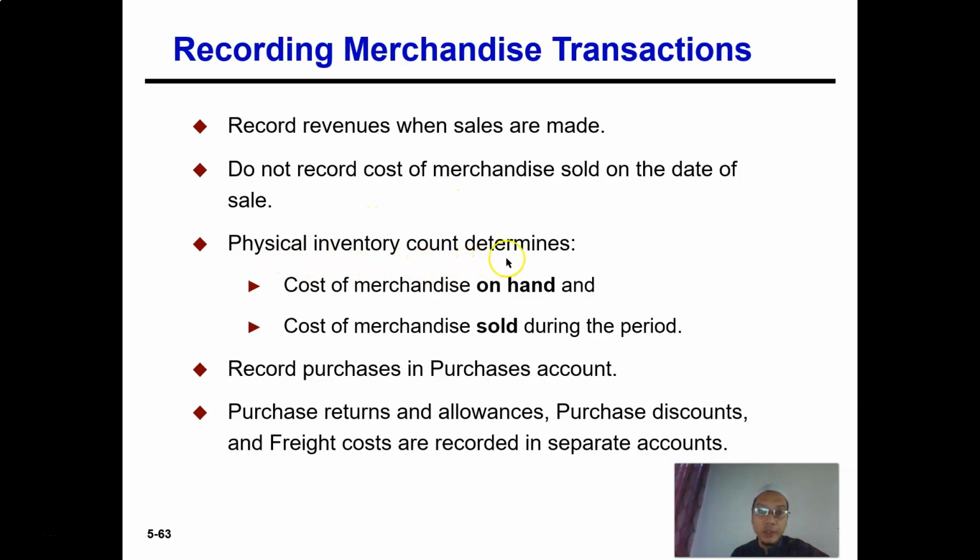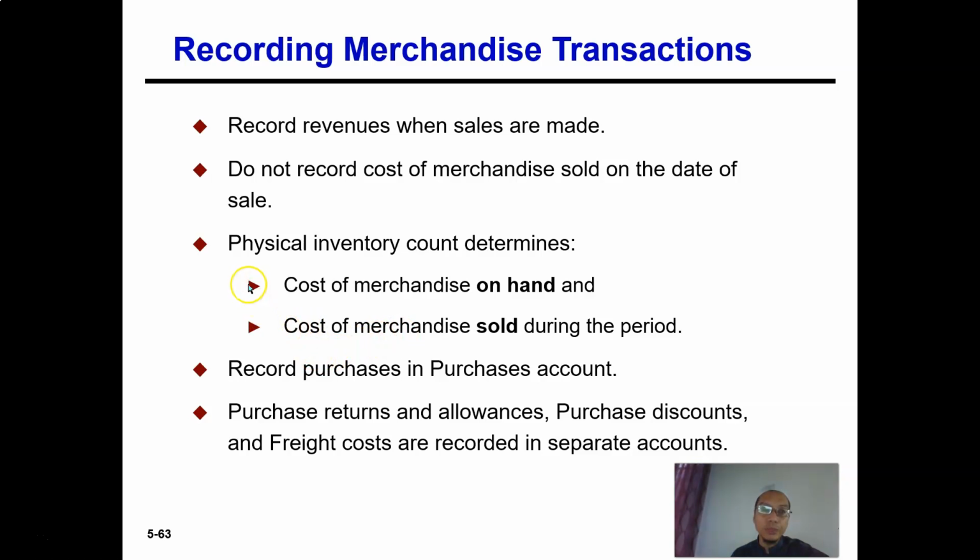Physical inventory count determines the cost of merchandise on hand and the cost of merchandise sold during the period. Therefore, physical inventory count is important. It is definitely important for the periodic inventory system, because it will be used to know the inventory level, as well as to calculate the cost of goods sold at the end of the period.